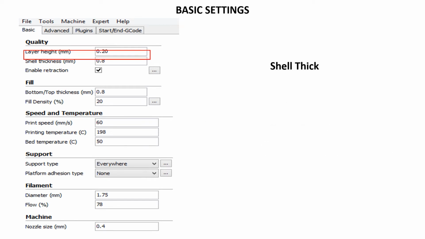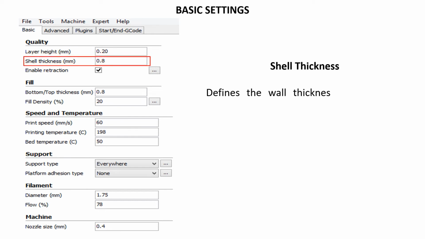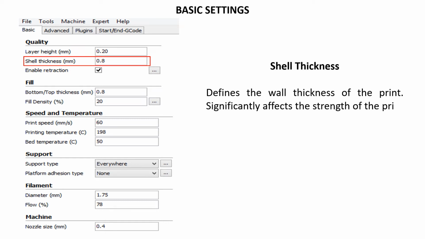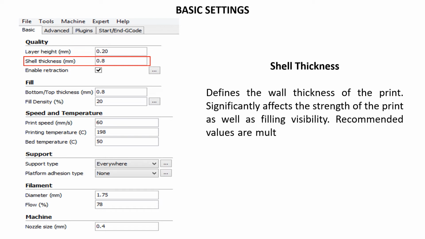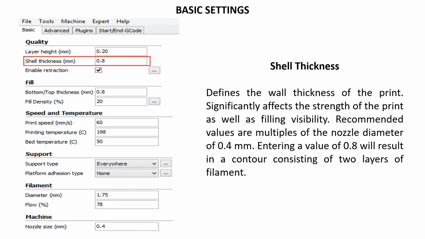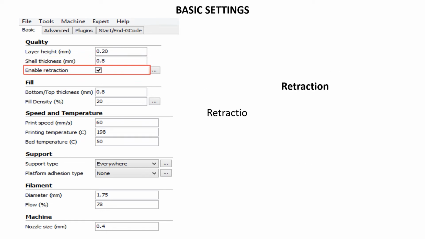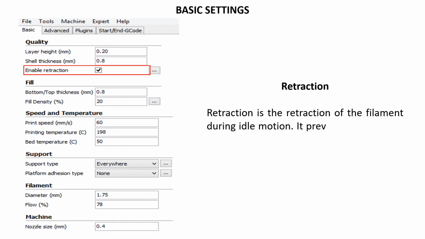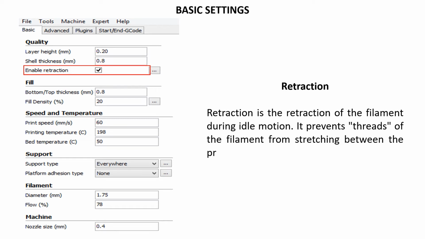Shell thickness defines the wall thickness of the print. Significantly affects the strength of the print as well as filling visibility. Recommended values are multiples of the nozzle diameter of 0.4 mm. Entering a value of 0.8 will result in a contour consisting of 2 layers of filament. Retraction. Retraction is the retraction of the filament during idle motion. It prevents threads of the filament from stretching between the printed objects.